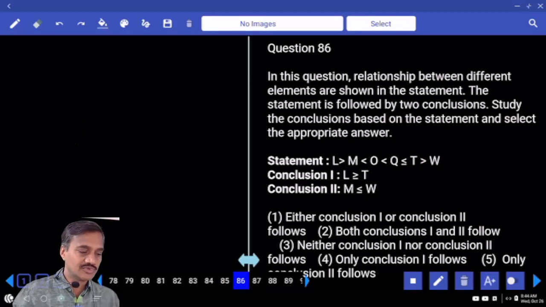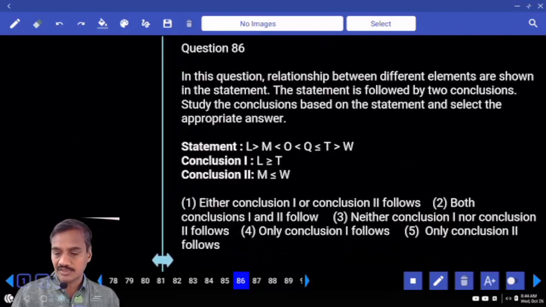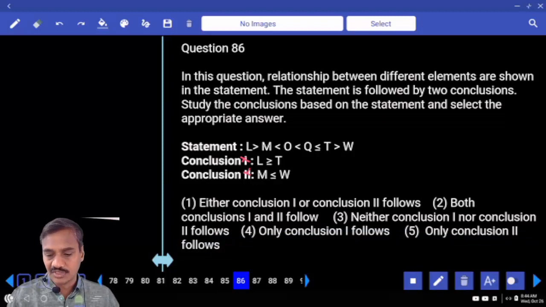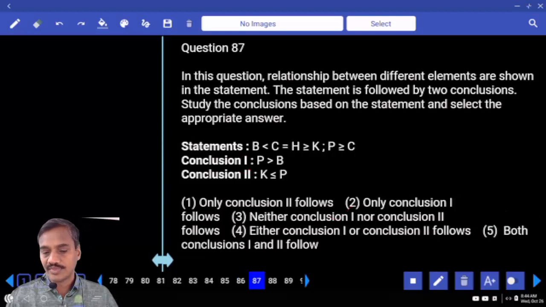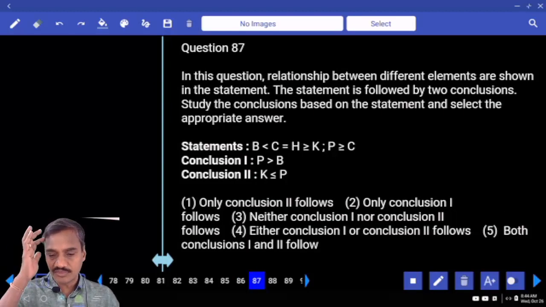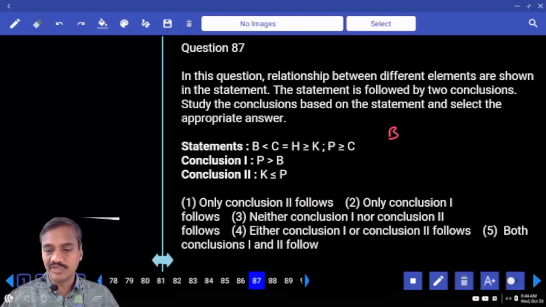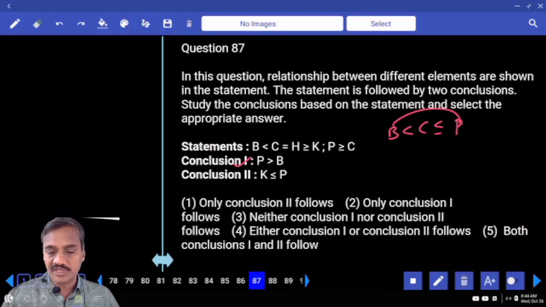Then coming to 86 onwards, it is based on inequalities. Here the relation between L and T, two opposite symbols, no relation. M and W, again two opposite symbols, no relation. And so what is your answer? Neither one nor two, choice 3, question number 86. Then 87, now both the P and B. B is here, P is here, which element is common? C. Now B is lesser than C, C is lesser than or equal to P, so B is lesser than P, and P is greater than B. And the relation between K and P.